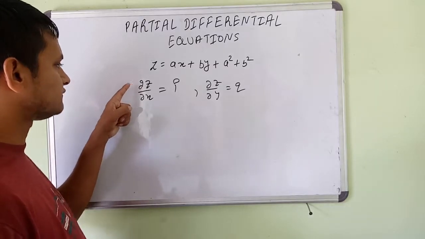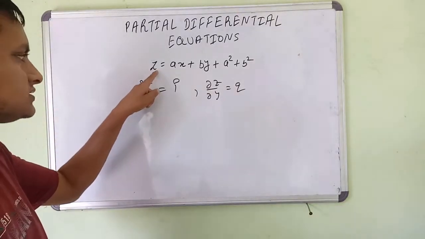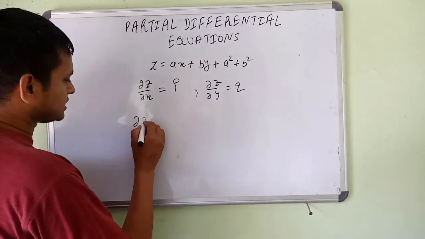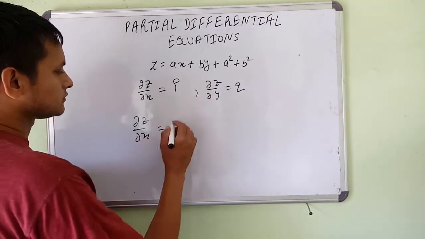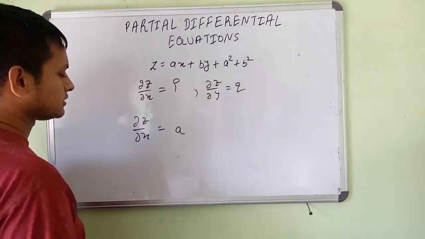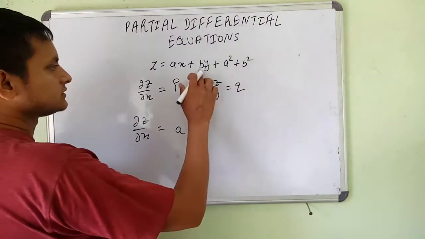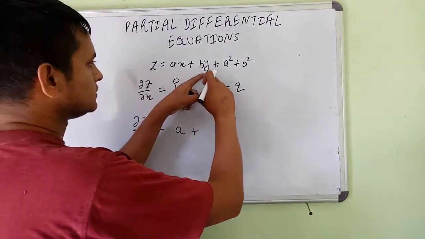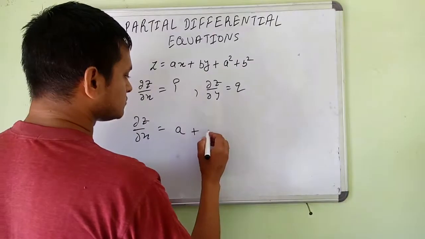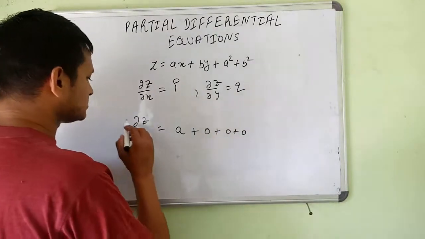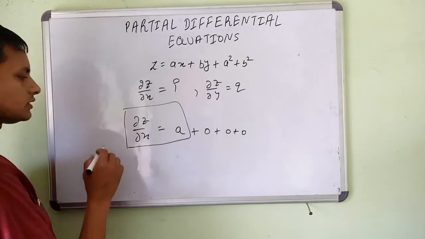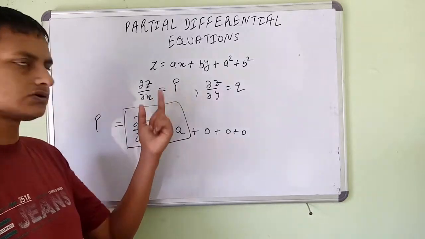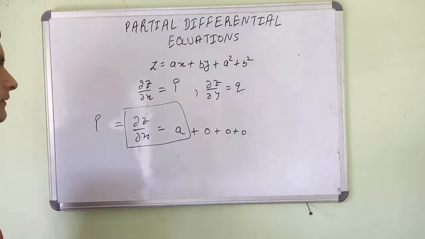Now we are doing the partial derivative of z with respect to x. So partial z with respect to partial x is equal to a plus, b is constant and we are differentiating with respect to x, therefore y is also constant, so it is 0 plus 0 plus 0. So partial z by partial x is equal to a, which is equal to p, because we assumed that partial z by partial x is equal to p to form the partial differential equation.